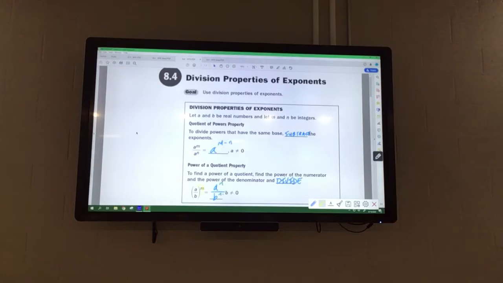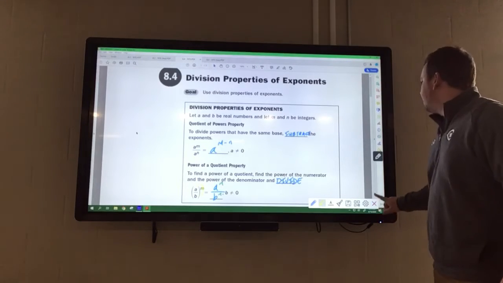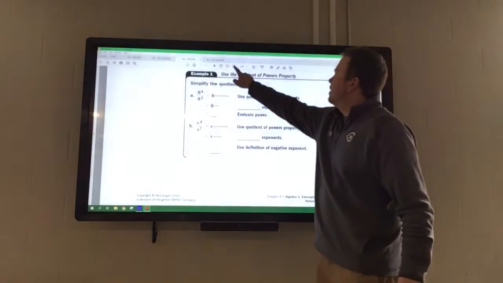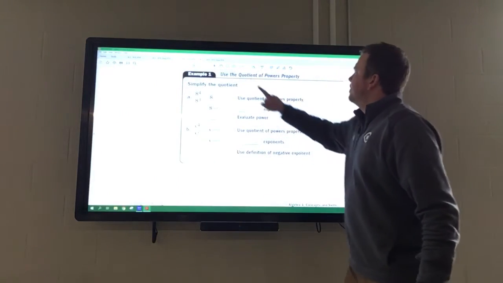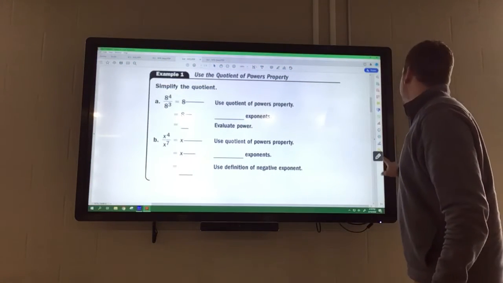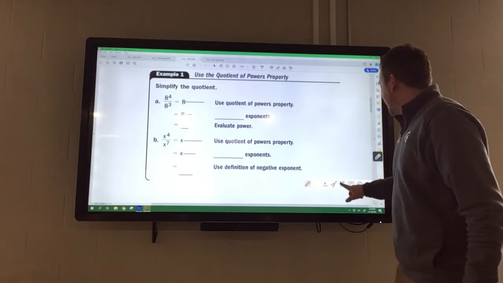Let's look at a couple examples. Let's start with that quotient of powers property. Can we go a little bigger? Yeah, we can. Look at that. All right. So example 1, we're looking to simplify.